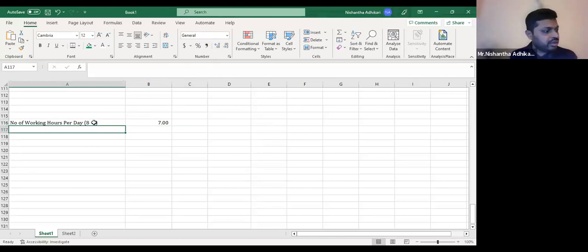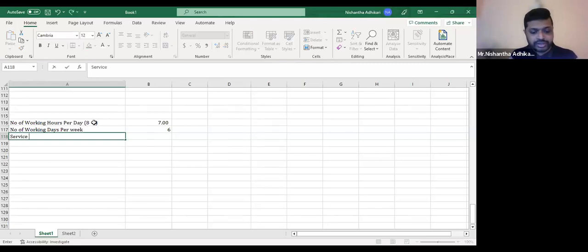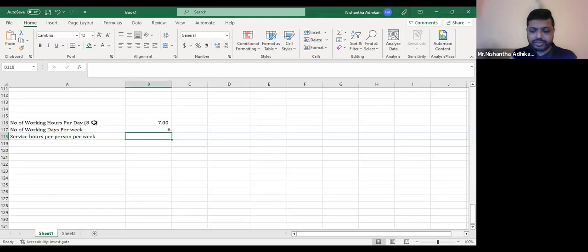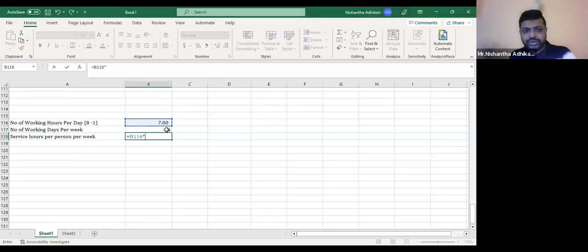Then the number of working days per week. Per week, you will work 6 days. Right. If one person worked, what is the duration? What are the service hours per person per week? It is 7 hours into 6.